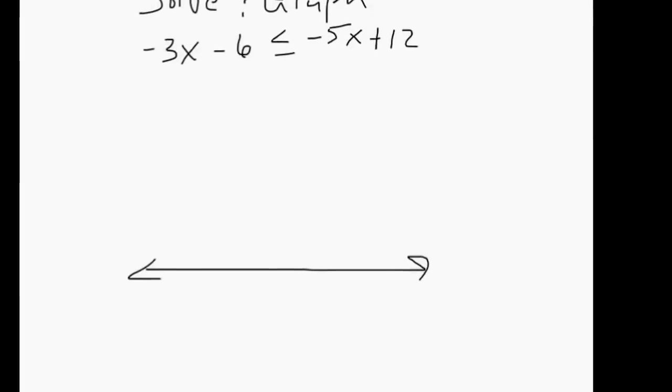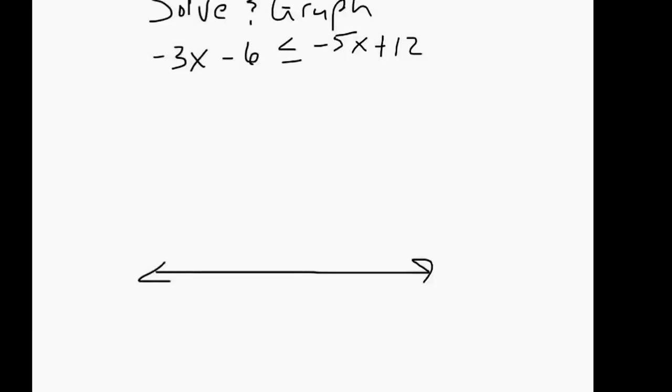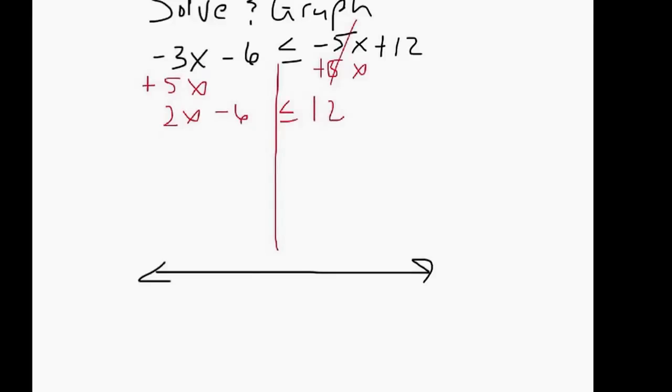Okay. Sometimes we have a single variable inequality. Single variable just means we have one letter, x, that's one letter. Our goal in these is to solve like normal, so we draw our line down. We move the smaller one, so plus 5x to both sides. Negative 3x plus 5x is 2x. Bring down everything else. Those cancel out.